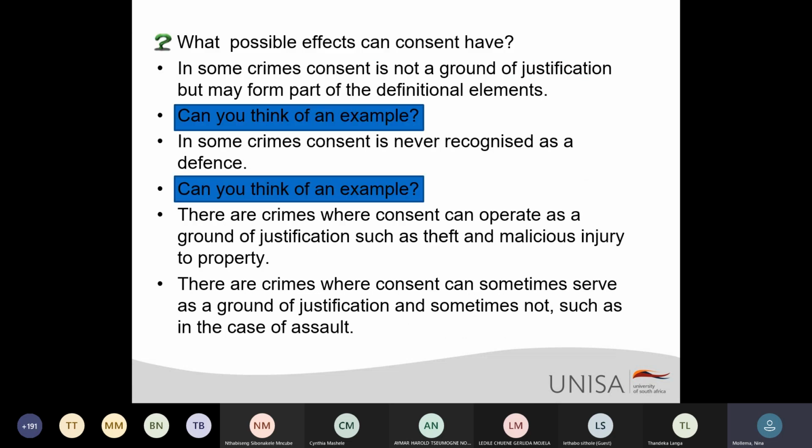So here we go on. What possible effects can consent have? In some crimes, consent is not a ground of justification, but it may form part of the definitional elements. Now, can you think of an example where it is part of the definitional elements? If you think about rape, one part of the definition is sexual penetration. It's unlawful intentional sexual penetration with another person without that person's consent. So there you can see that consent is part of the definition.